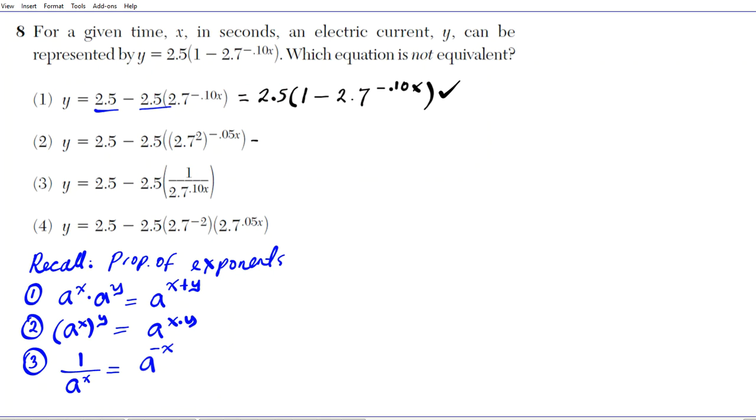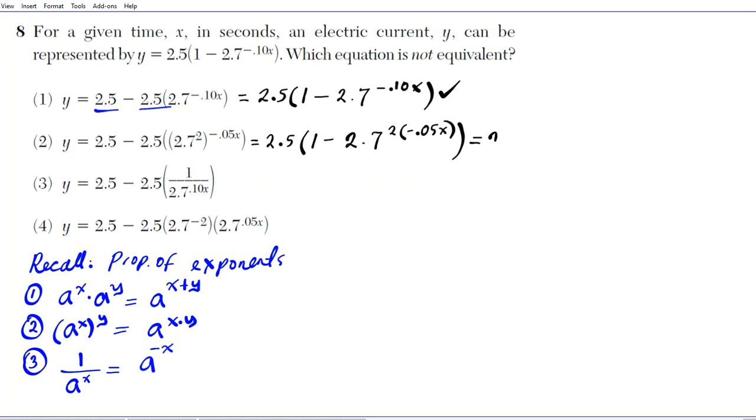Option 2, we can start off by factoring out these two identical numbers. Again, common factors. We can factor those out, 2.5. And we have 1 minus, and then we have, check this out, a power of a power. So what do we do in that case? If you have a power of a power, you multiply the exponents. So 2 times negative 0.05x.